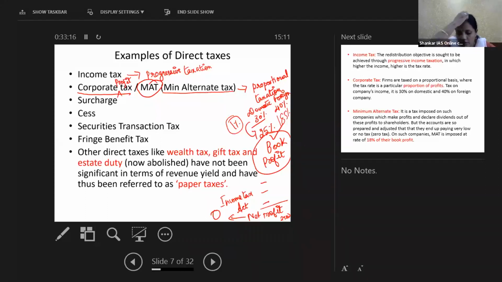So that's about the second major type of direct tax. Now we are going to see the concepts called the surcharge and the cess. Are we clear about whatever we have said so far? Shall I go ahead?